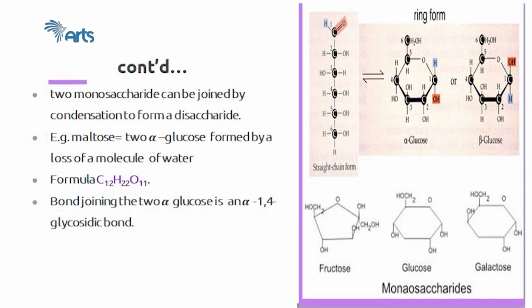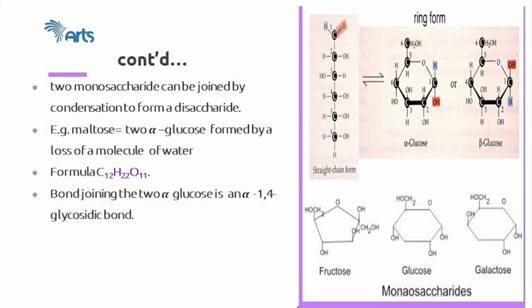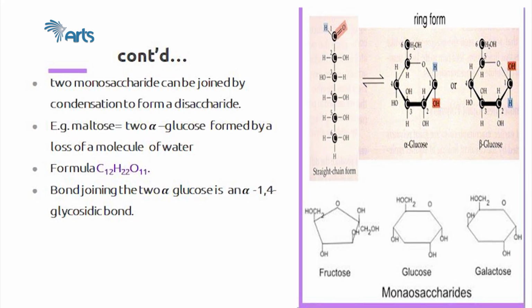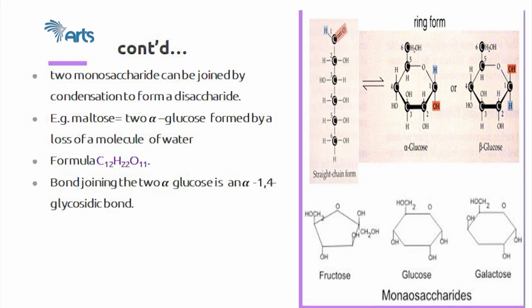This is when two glucose molecules join together, one at the first carbon and the other at the fourth carbon. The alpha refers to the hydroxyl group found above the ring. So it is called an alpha 1,4-glycosidic bond.